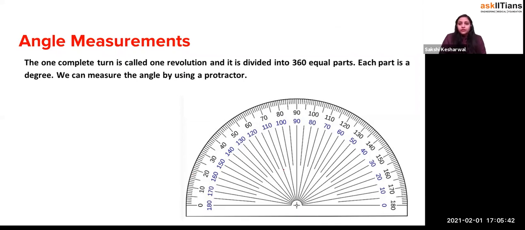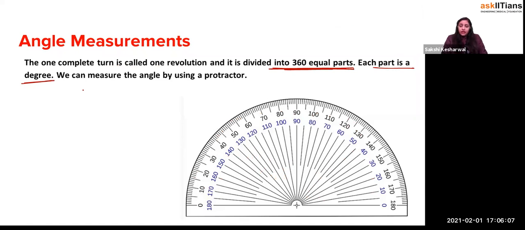So this is the protractor, right? You have got the protractor in each of your geometry boxes, right? Everyone has the geometry box with you. So you get such a figure with you, right? One complete turn is called one revolution. It's divided into 360 equal parts, right? So you see that it's divided into 360 equal parts, and each part is a degree. So we measure the angle in terms of degrees, right?